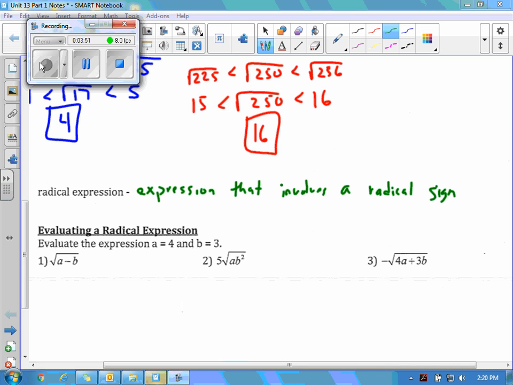So our next definition is for a radical expression, and again, this is one of those math definitions that really just explains exactly what the problem already said. So a radical expression is an expression that includes a radical sign. Remember, expressions do not have equal signs. A radical sign is the square root sign, so that is a radical. So let's look at evaluating some radical expressions.